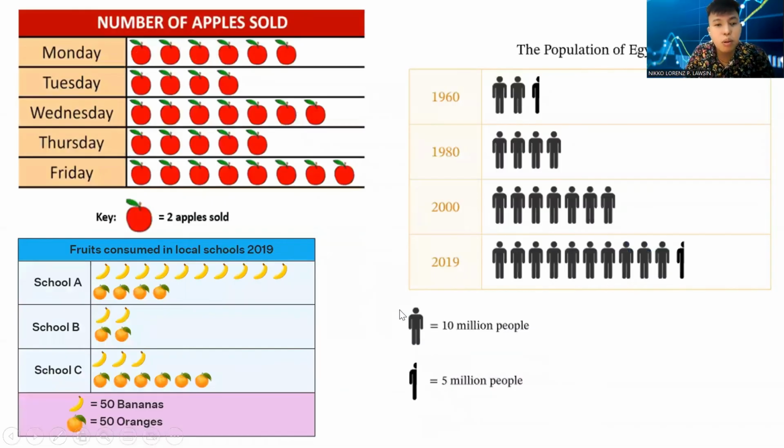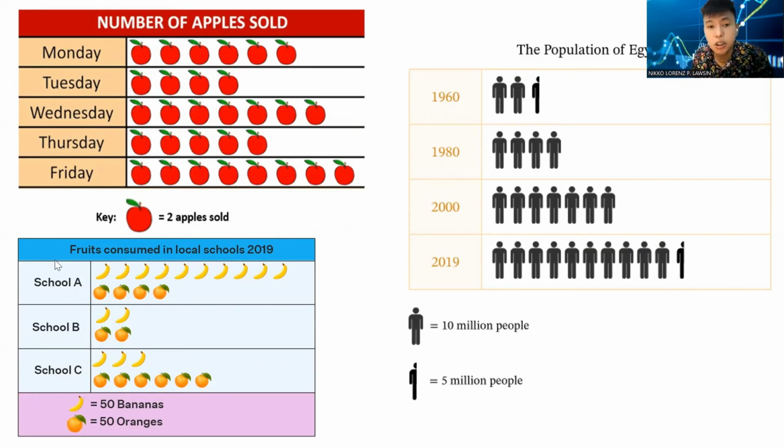So another example, the number of apples sold. The legend is here, 2. So there are 2 apples sold here. So 2, 4, 6, 8, 10, 12. There are 12 apples sold on Monday, 8 on Tuesday, 14 on Wednesday, 10 on Thursday, and 16 on Friday.